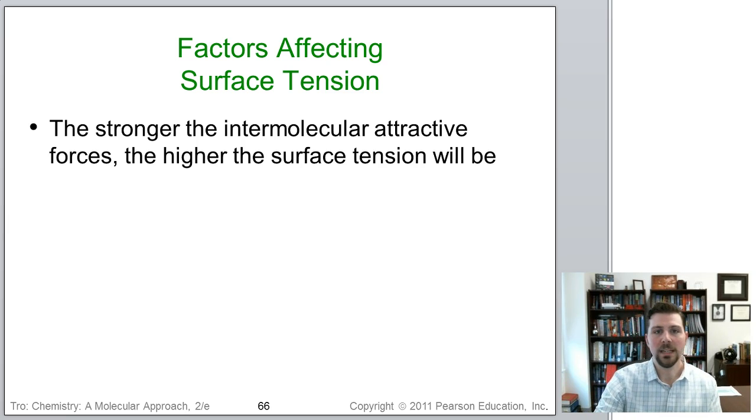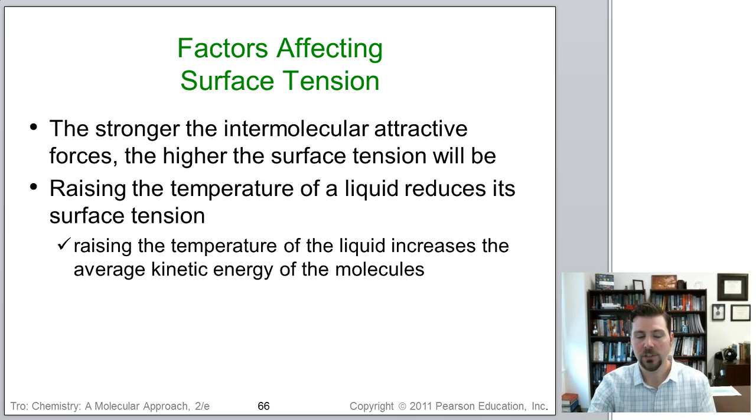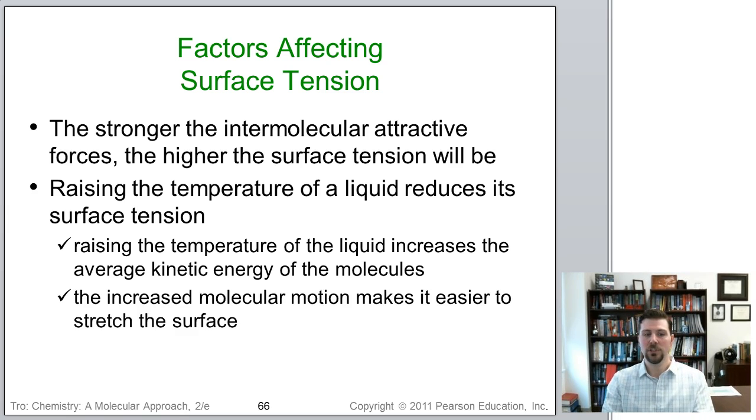So what factors mean that you have a higher surface tension than otherwise? Well, obviously if you have more intermolecular forces, you'll have higher surface tension. And if you change the temperature, you're going to change the amount of surface tension that's present. If you increase the temperature, if it gets warmer and warmer, remember you're giving more kinetic energy to those molecules, which means they're able to move faster and vibrate more and rotate more, and therefore having more kinetic energy, it's going to be easier for them to overcome the attraction the molecules have for one another because they're able to move around a lot more.